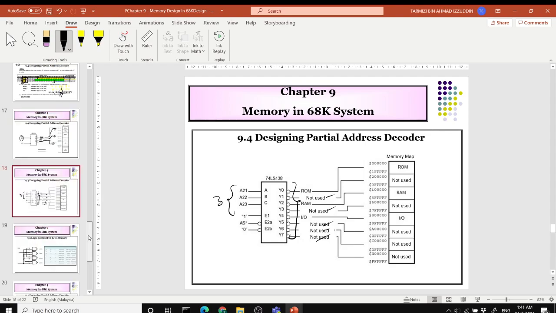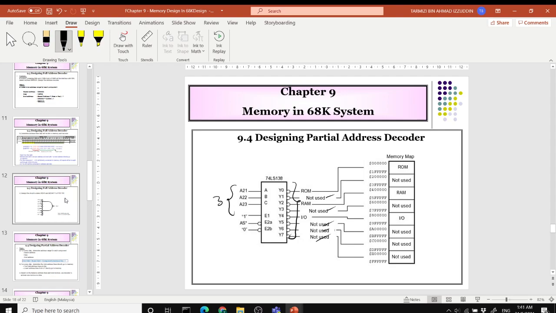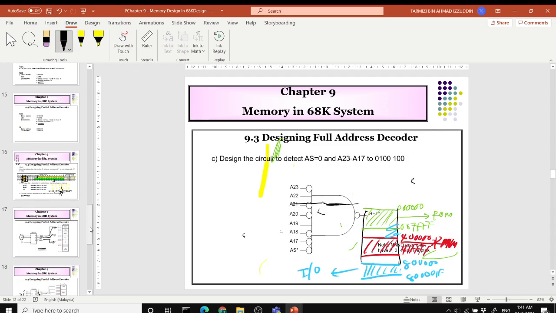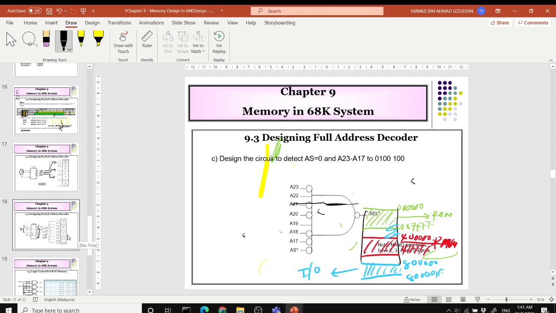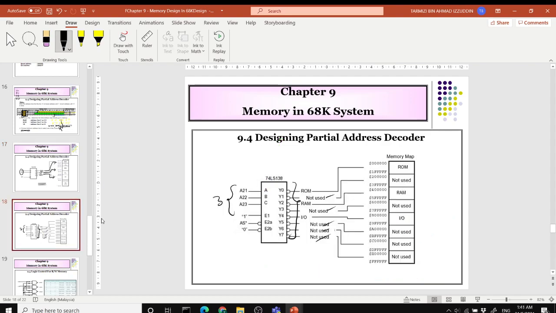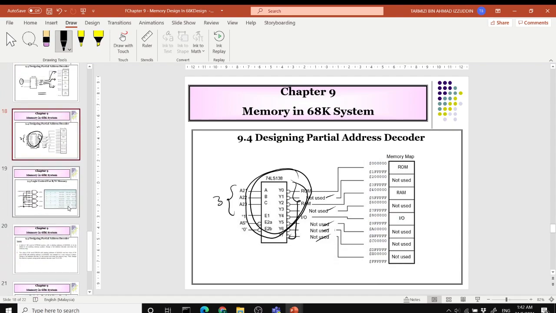Again, full address decoder scheme, if we want to recap, you use a NAND gate for this. Whereas for the partial address decoder, you can use this intermediary 74LS139 or 74LS138. So that's how you design a partial address decoder.